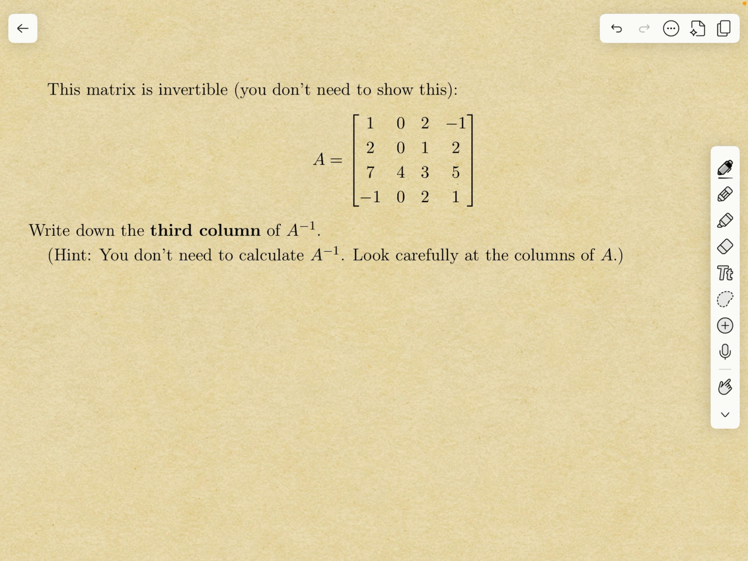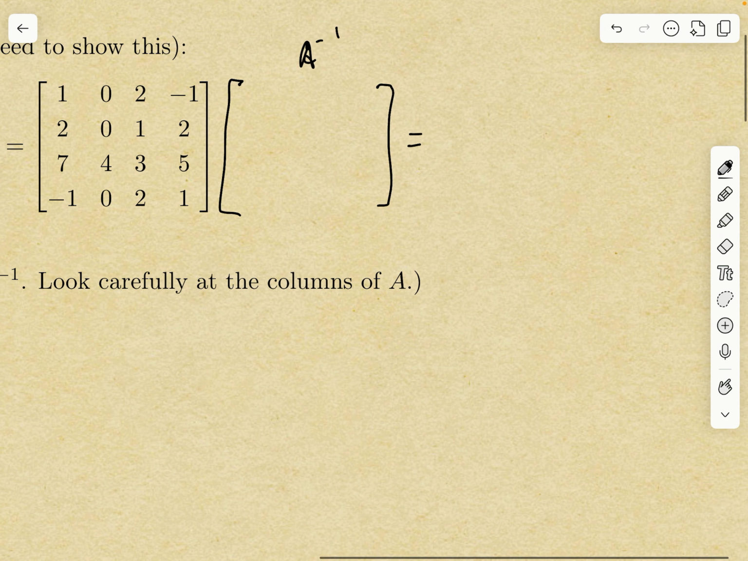Okay, let's go over the answer. So we don't necessarily need to know what A inverse is, but we just need to know what the third column of A inverse is. Well, remember that when you take A and multiply by A inverse, you have to get the identity matrix. So I know that when I multiply A by A inverse, I have to get the matrix where you have ones on the diagonal and everything else is 0.